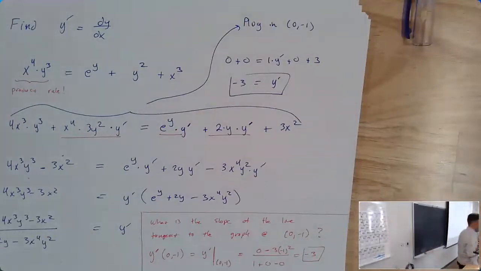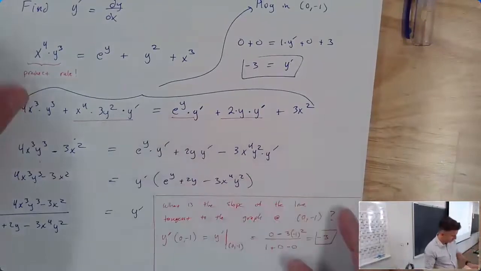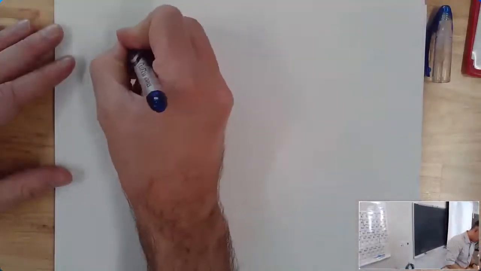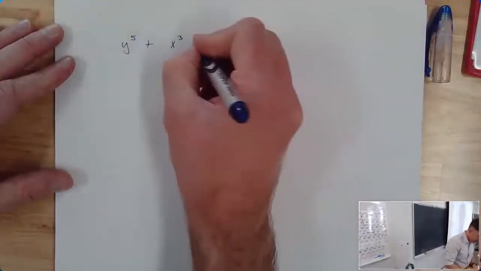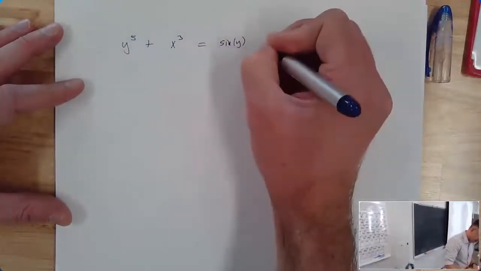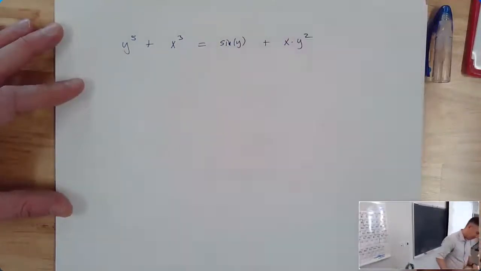So I wouldn't say I'm multiplying by y prime, I mean, I am, but what I'm really doing is using the chain rule here. So what's happening is when I differentiate y cubed, in fact, let me show you, let's look at another example to kind of explain what I mean. So let's say we had something like, not too terrible here, y to the fifth plus x cubed equal to sine of y plus x times y squared.